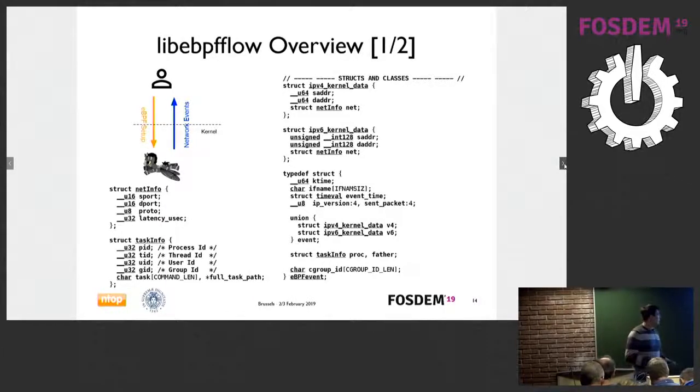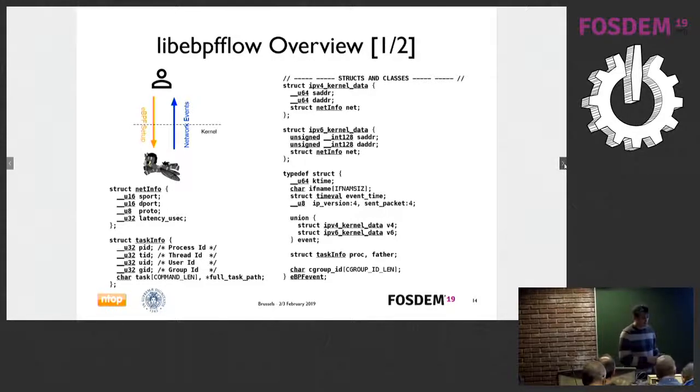What we have done is inject BPF code inside the kernel, generate events, and send them to user space through a circular buffer provided by BPF. The structure of events is very simple. It provides basic information such as the destination or source port and IP address, the protocol, or for example the latency calculated from inside the kernel.